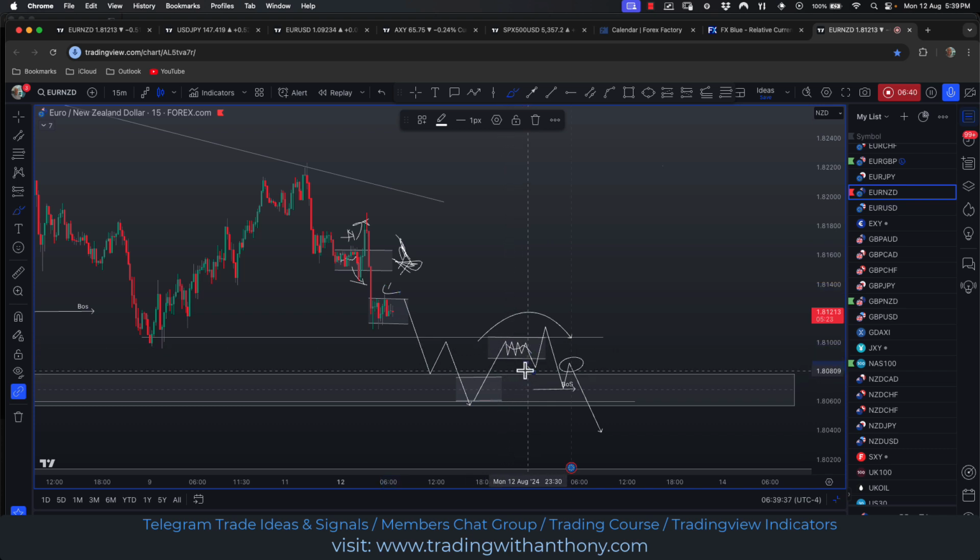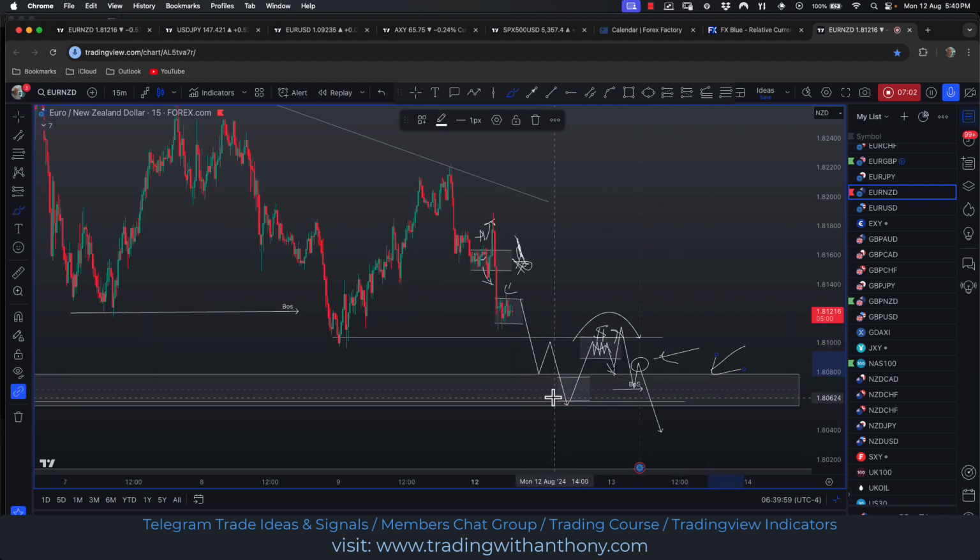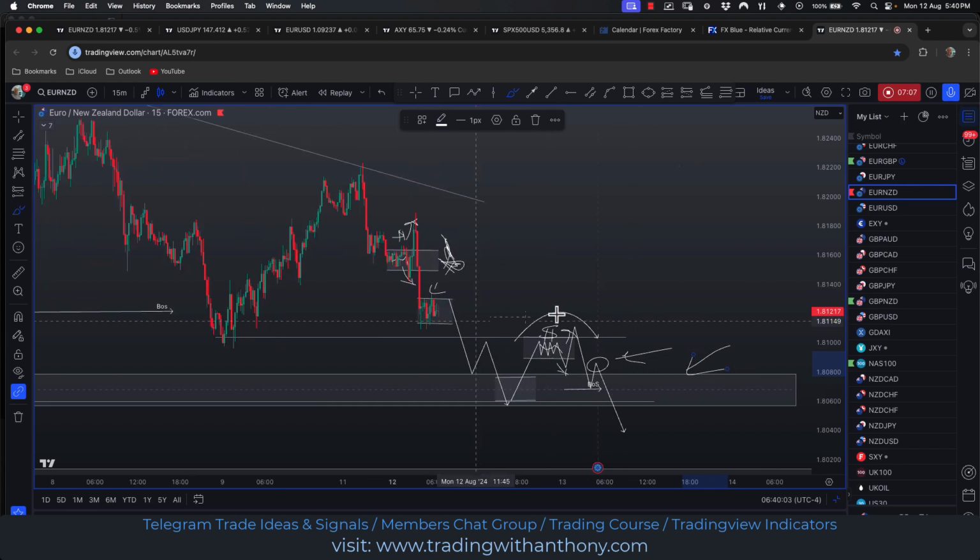Look for this move down to entice sellers in. Stop losses get placed above, and then it takes those stops out. Right. So you want to see that play out, and then this is your opportunity here. Now this could happen at this level, and I think that's a key level, especially, well, let me just be a bit more specific here.